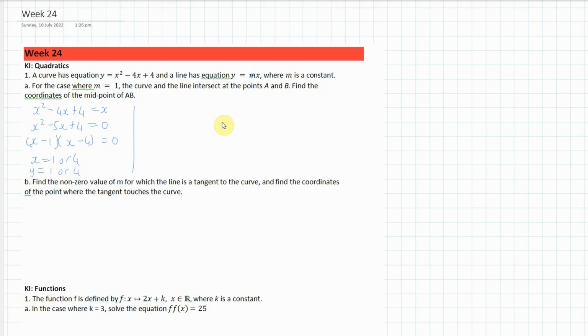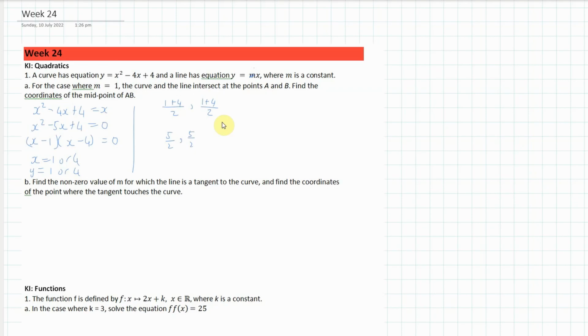Now, the midpoint would be 1 plus 4 over 2, comma 1 plus 4 over 2. So we should get the midpoint is at 5/2, comma 5/2. And there we go. Find the non-zero value for m for which the line is a tangent to the curve, and find the coordinates of the point where the tangent touches the curve.